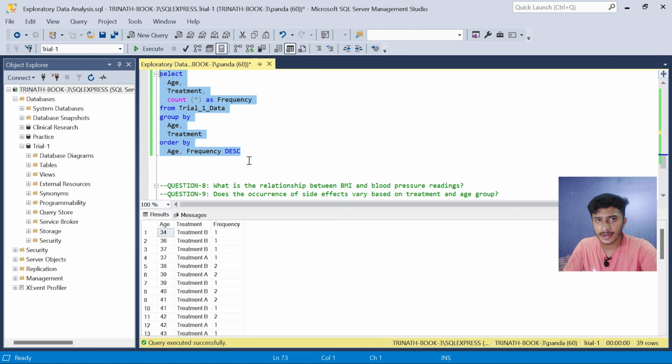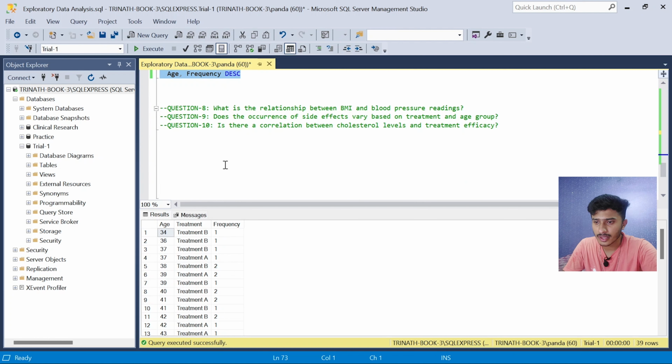So we have completed all 7 questions to answer, and the other 3 questions I'm going to provide in the description below. This is actually called exploratory data analysis. So I think you got some idea how to do exploratory data analysis.